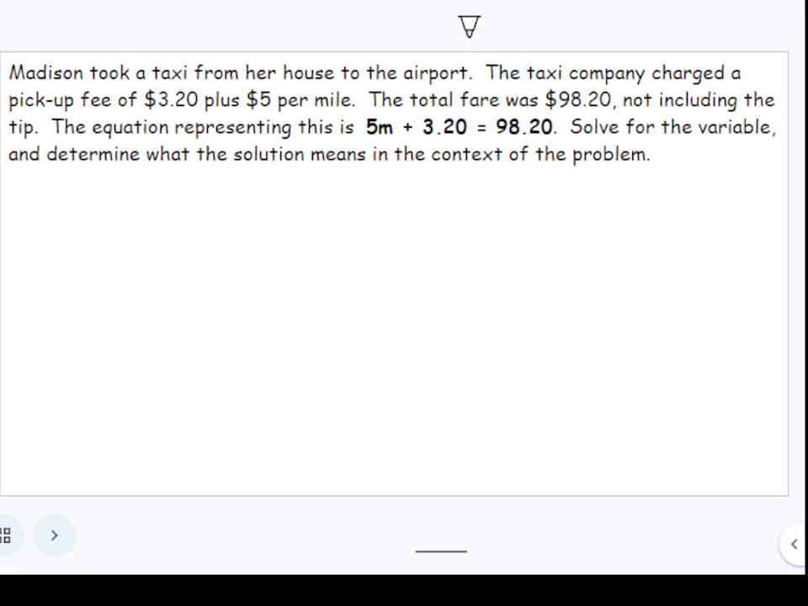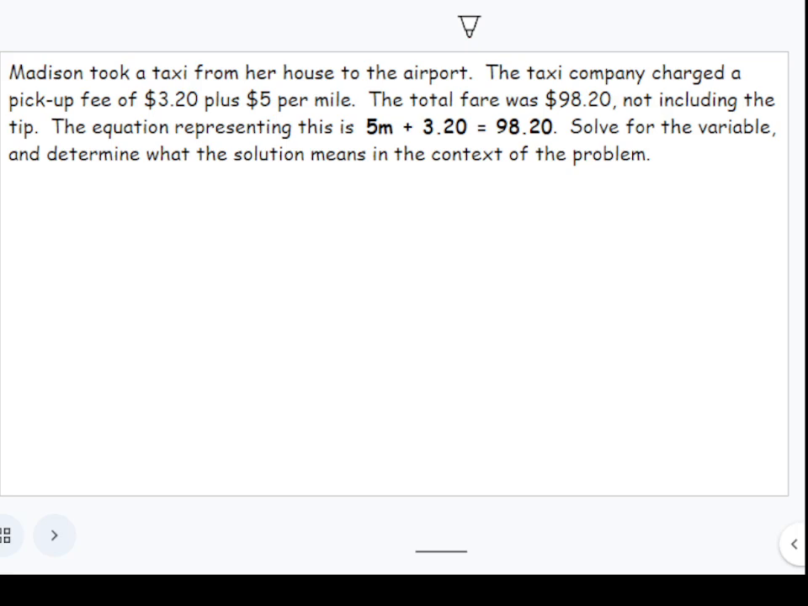So we have a word problem here. Madison took a taxi from her house to the airport. The taxi company charged a pickup fee of $3.20 plus $5 per mile. The total fare was $98.20, not including the tip. We're not going to worry about that for our problem here. The equation representing this is 5m plus 320 equals 9820. Solve for the variable and determine what the solution means in the context of the problem.